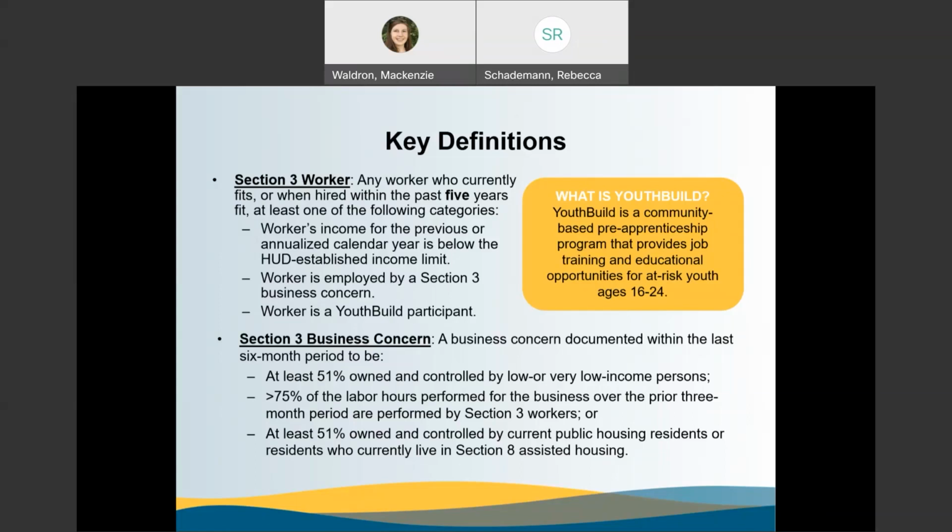Finally, a section 3 business concern means a business concern documented within the last 6-month period to be at least 51% owned and controlled by low or very low income persons, greater than 75% of the labor hours performed for the business over the prior 3-month period are performed by section 3 workers, or at least 51% of the business is owned and controlled by current public housing residents or residents who currently live in section 8 assisted housing. These definitions are very important in examining the employment, training, and contracting requirements of section 3.